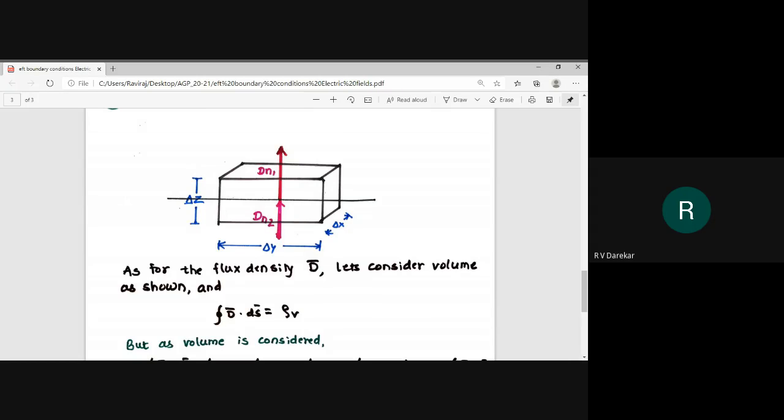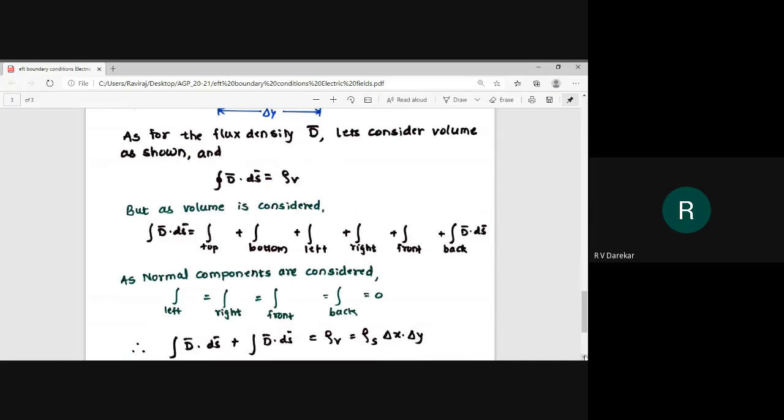Then we continued the mathematical part, D bar dot dS bar. As all of us know, D bar is nothing but the electric flux density. As it is a density, we have to consider the volume, and the volume is composed of the top surface, bottom surface, left surface, right surface, front surface, and back surface. What was the case for the tangential component?